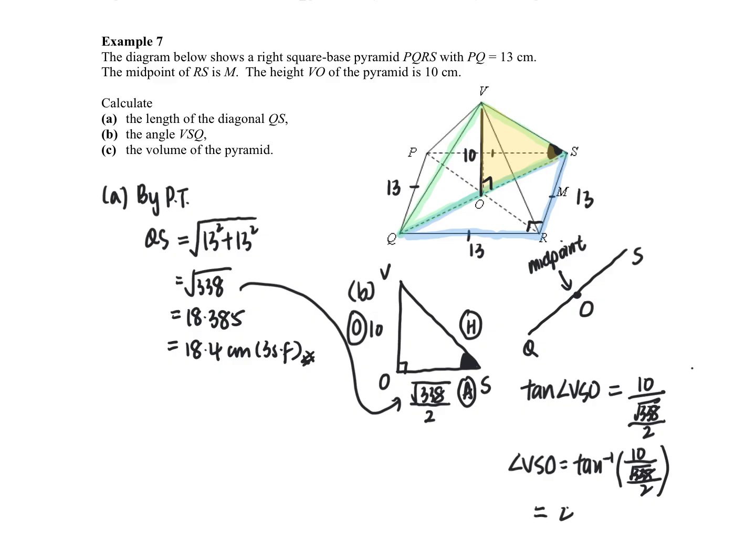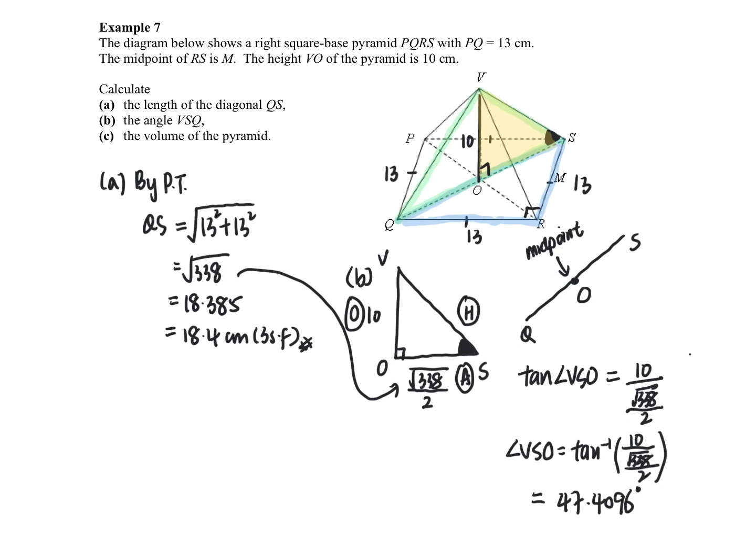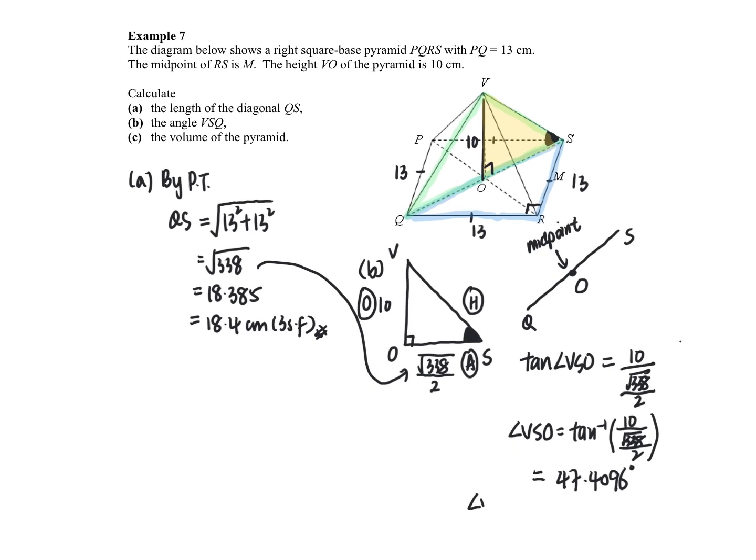So the answer is 47.4096. Since VSQ and VSO are essentially the same angle, you can just give me this.